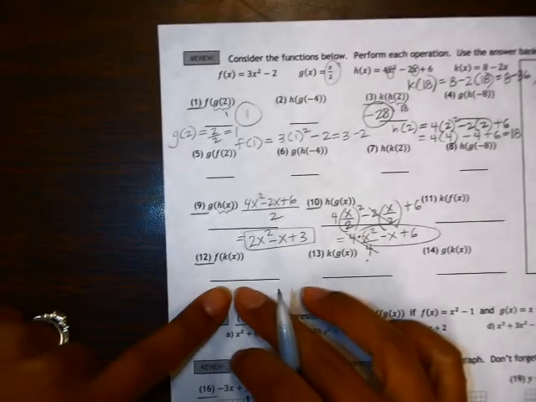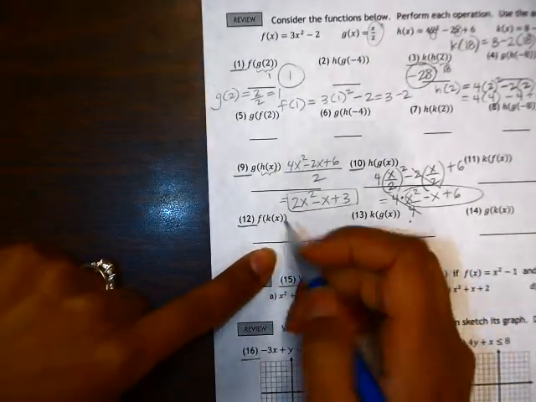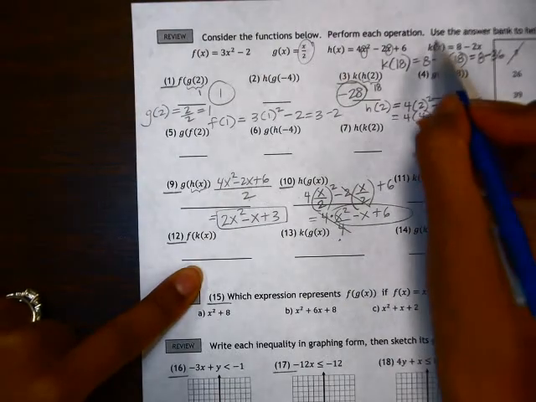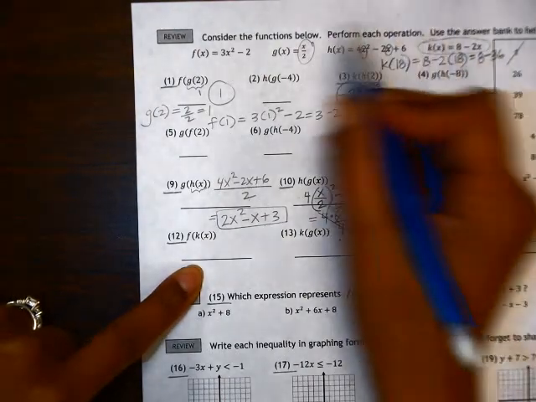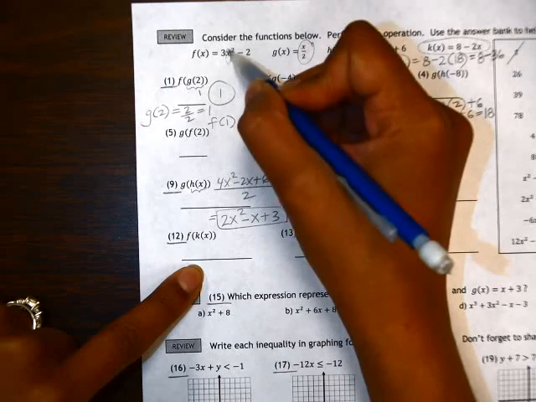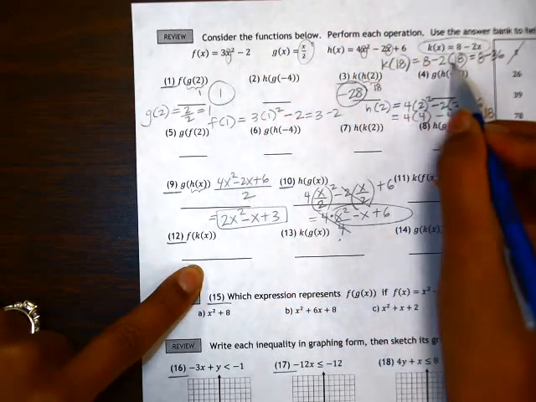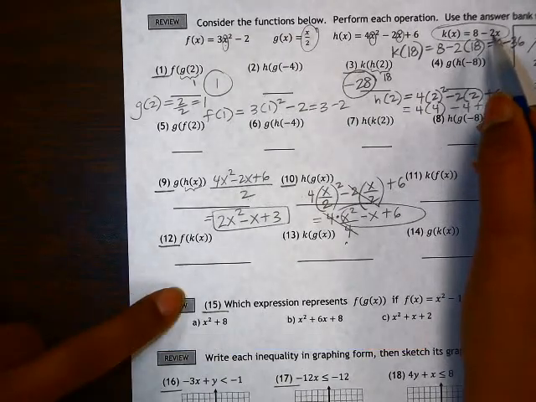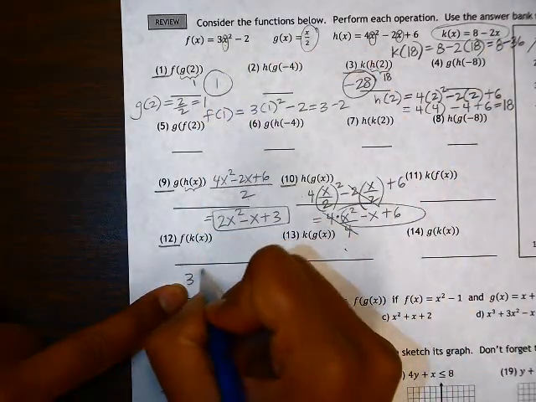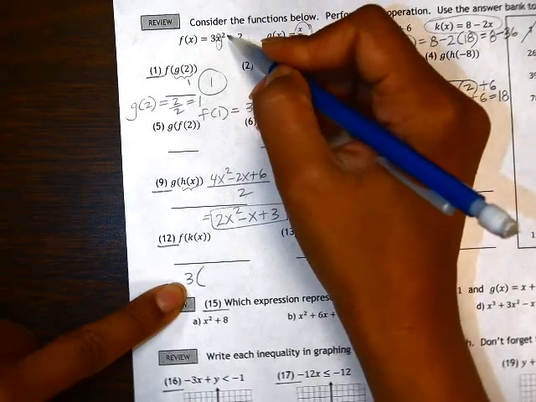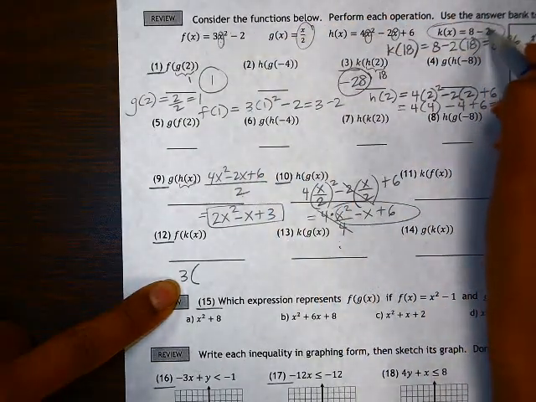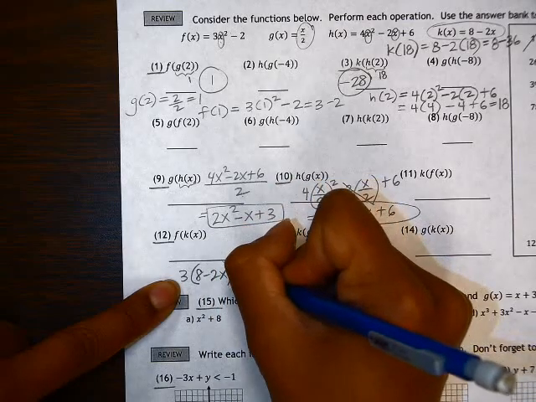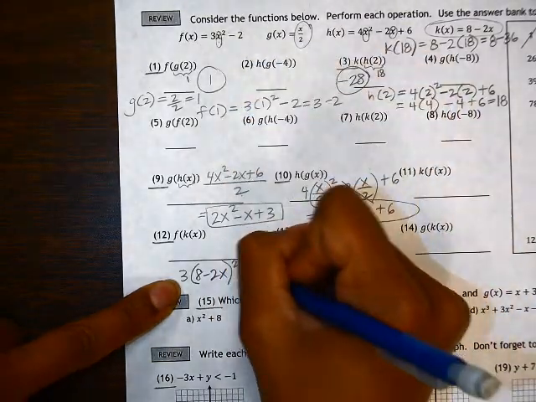Okay, last one in this section that I'm going to do is number 12, f of k of x. If I plug the function k into function f, I'm going to substitute this x with this entire function k of x. Okay, doing that would give me 3 quantity, instead of x squared, I'm going to plug in this entire expression, 8 minus 2x, and then square it. And then don't forget this minus 2.